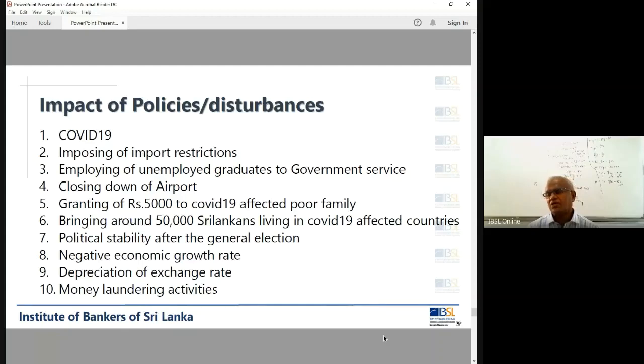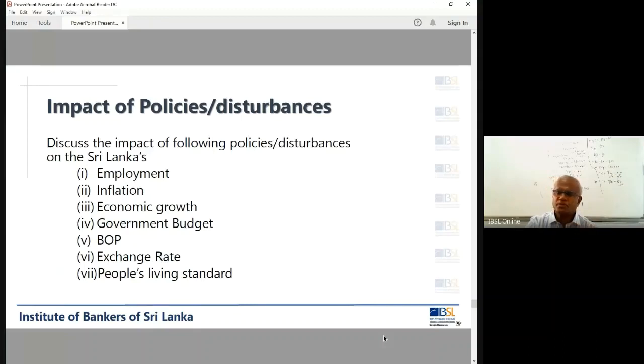These days, the government is going to control money laundering activities in the country, the drug trafficking, arms dealing. So these are the activities. Also, that's another factor to having a stable economy, right? Now these are the shocks, disturbances, policies. What will happen? What is the impact of these policies on this economic variable?